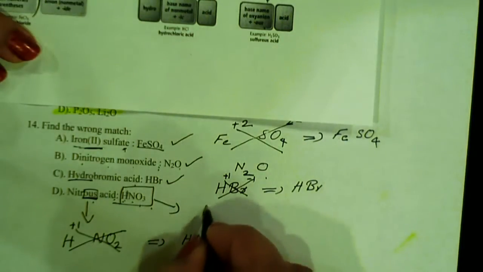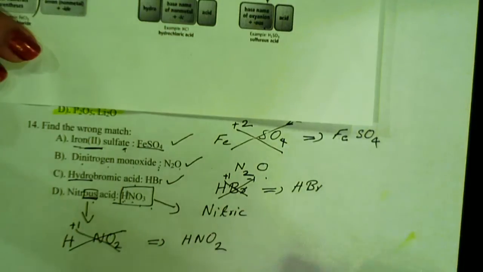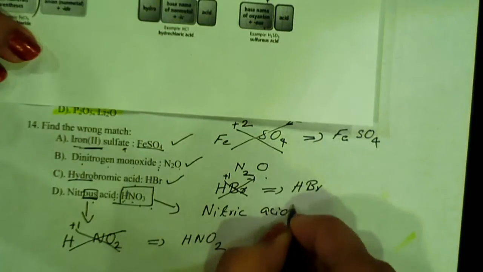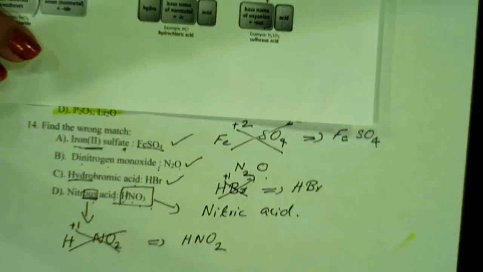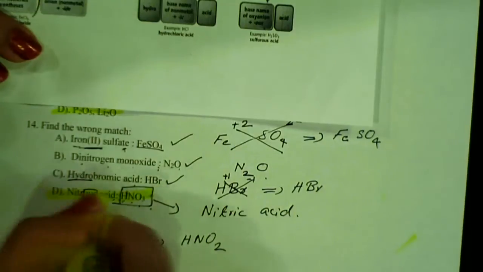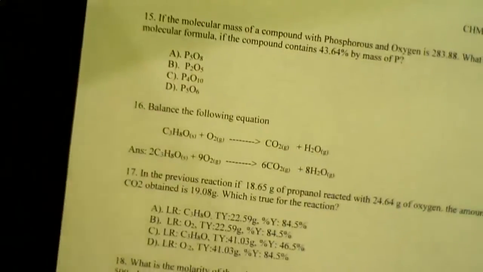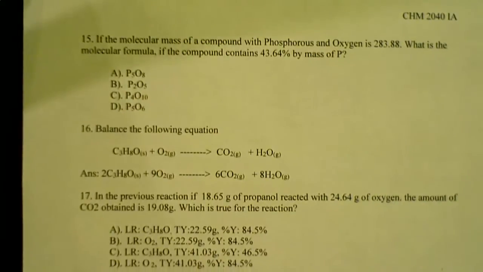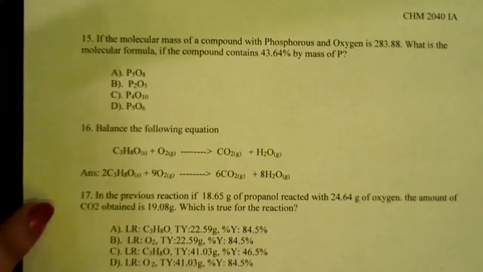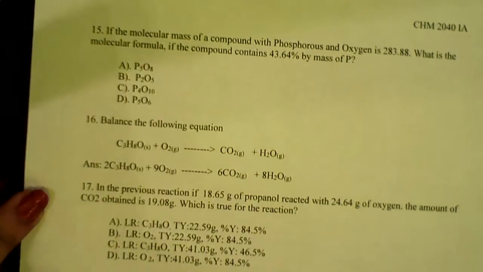Switch that and you will end up with HNO2. But this option is HNO3. This NO3 is the other polyatomic ion, which is nitrate. So if you name this option HNO3, you have the polyatomic group nitrate, ending in ATE. So it will end up with nitric. Get rid of the ATE and put IC, nitric acid. So this is the wrong match.